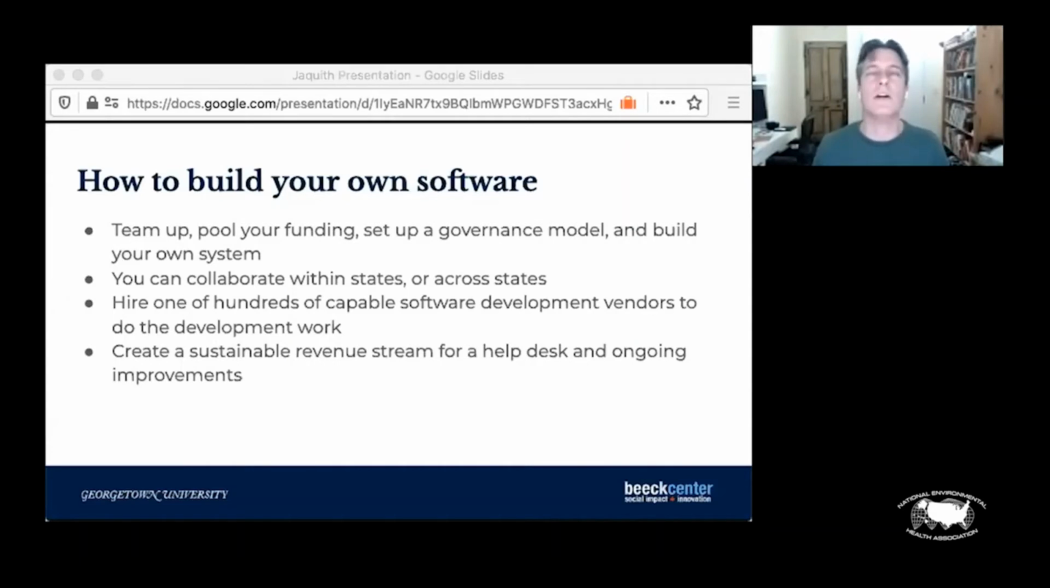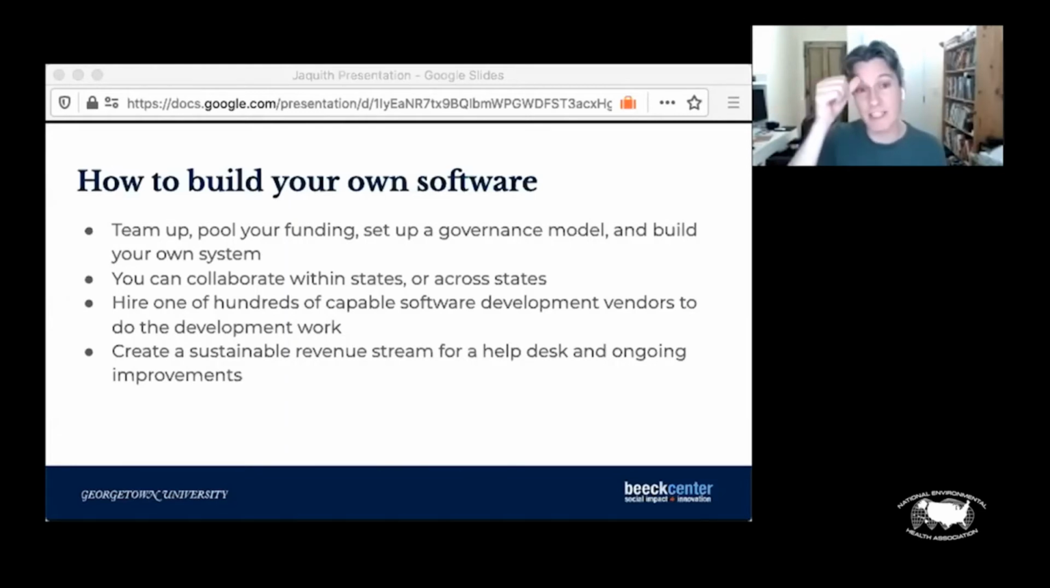And there are hundreds of capable software development vendors to do the development work. It is a really competitive space. This does not require extraordinary skills. You don't need somebody who's built environmental health systems before. You just need people who will listen to you and do the work as is clearly made necessary by talking to actual employees of your agencies who can describe their needs.